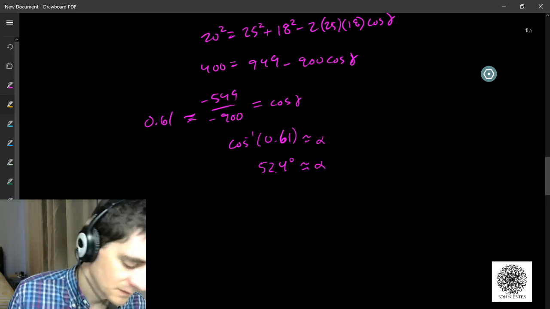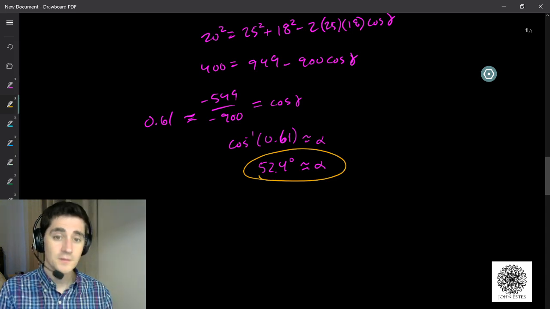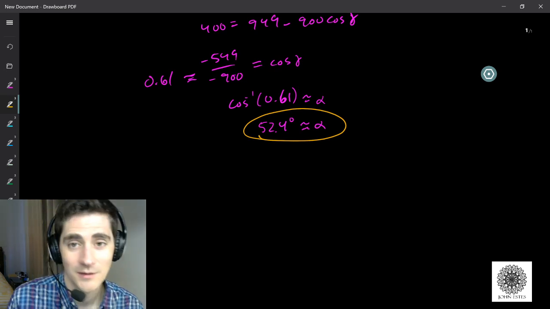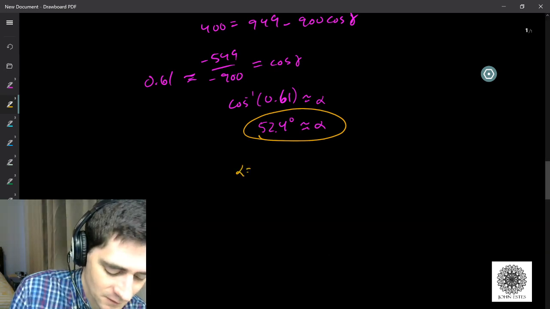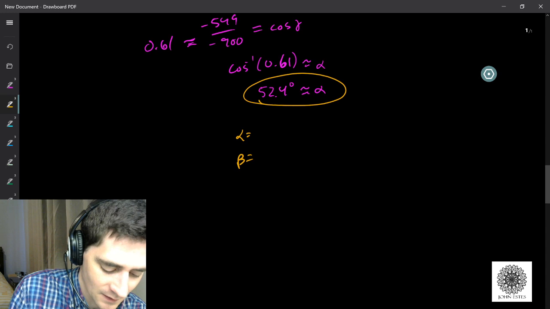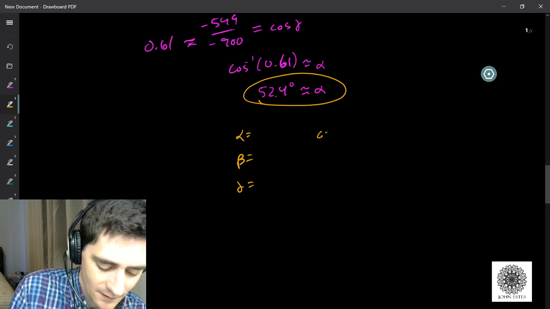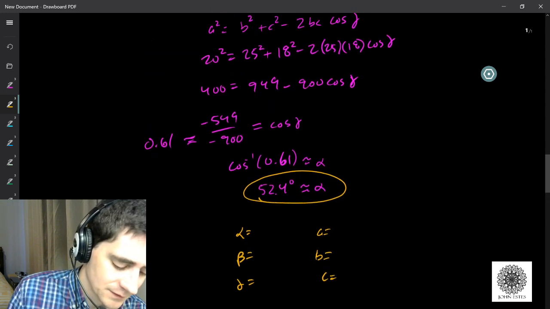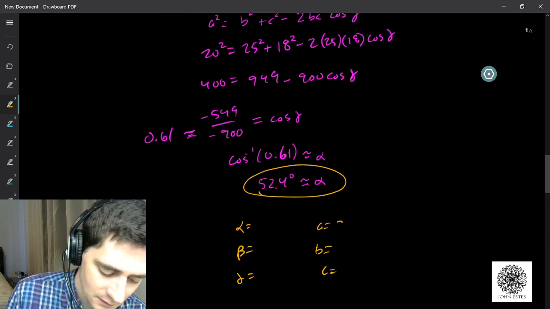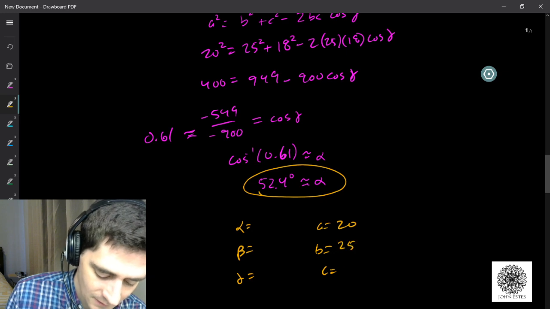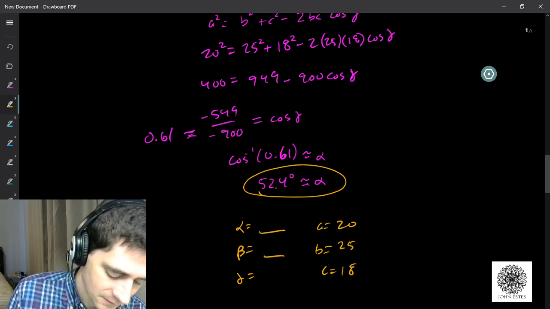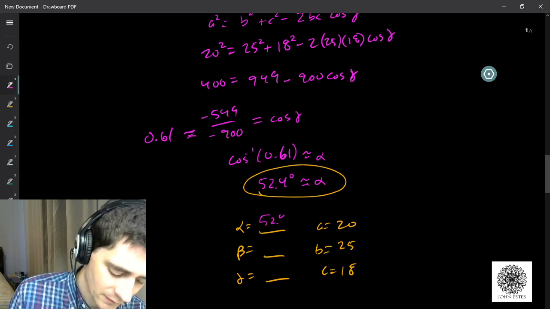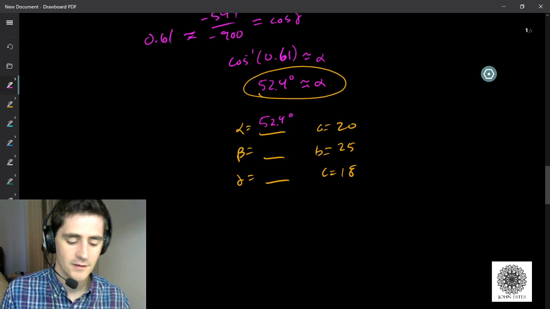Alright, so there we used law of cosines to figure out our one missing angle. Or actually, we didn't have any angles, did we? So our first missing angle is what I meant to say. So we have alpha, beta, gamma, A, B, C. A was 20, B was 25, C is 18. We need to find our three angles. We just found the first one, 52.4 degrees.